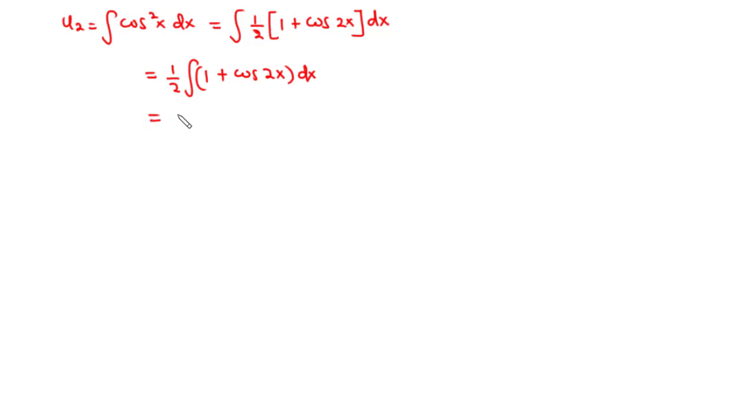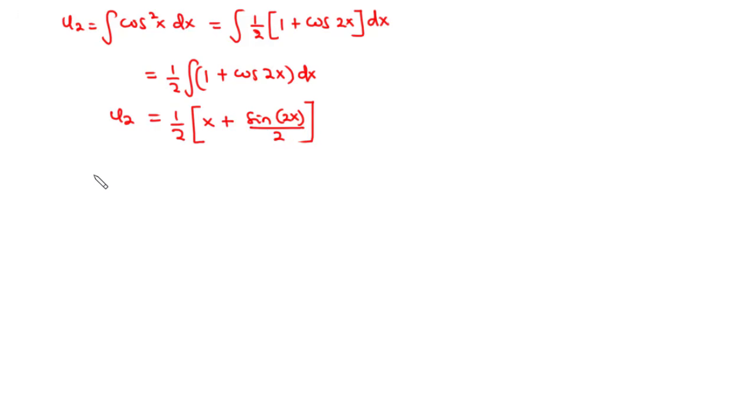Now let's integrate one after the other. When you integrate 1 with respect to x, you have x. Plus, when you integrate cos 2x, you have sin 2x, and then you differentiate 2x with respect to x and you have 2, so we have this divided by 2. Thus we have u2 equal to 1 over 2 times, in brackets, x plus sin 2x over 2.